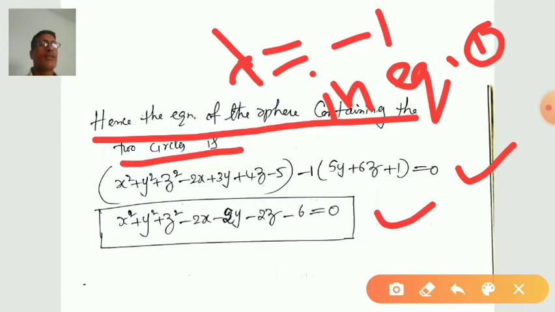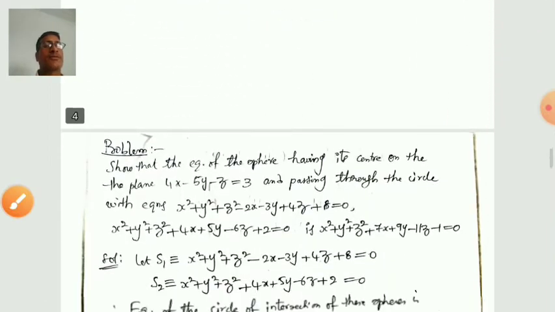Here what we did, we have proved that the two circles have a common sphere. That means we have proved that the two circles lie on the same sphere, and also we have obtained the equation of the sphere itself.